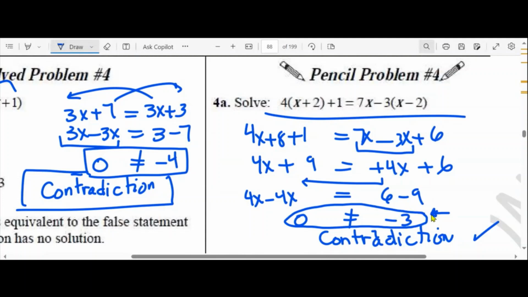Why can it not be 9 equals 6? It's also a contradiction. They're not equal. If you put 0 plus 9 on the left side, 6 on the right side, 9 equals 6. Same thing.